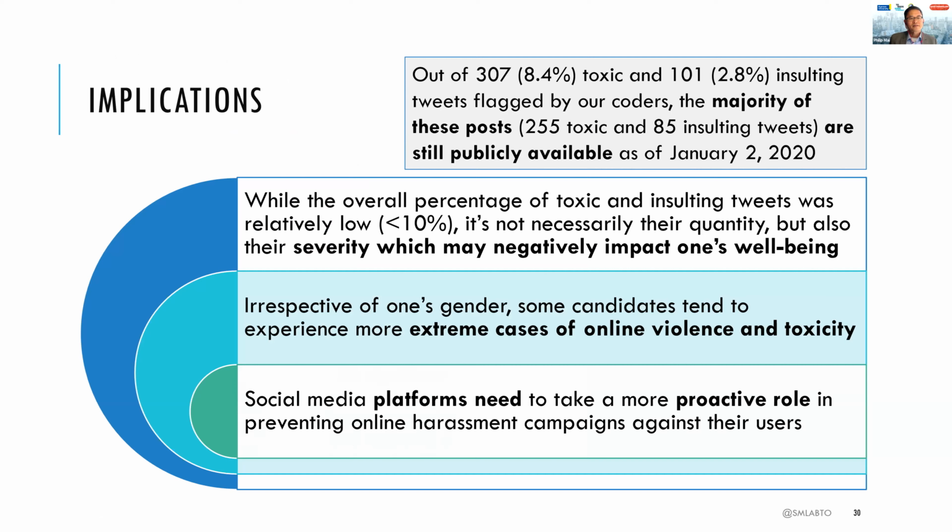So the overall percentage of toxic insulting tweets was relatively low, but the severity may negatively impact one's well-being. So here are some of the implications. Irrespective of one's gender, some candidates tend to experience more extreme cases of online violence and toxicity. And social media platforms need to have a more proactive role in preventing online harassment campaigns against their users.